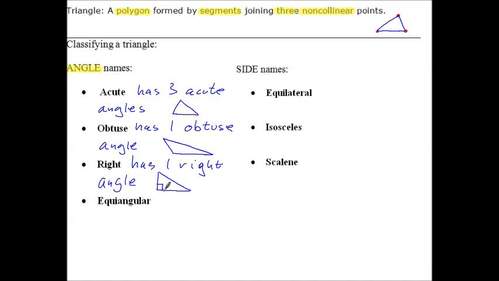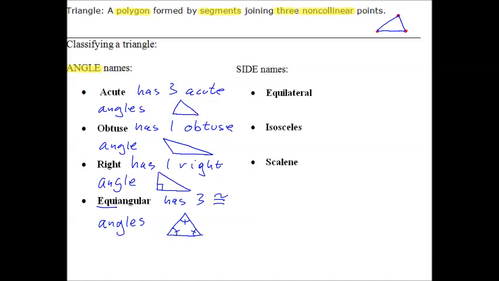An equiangular triangle, think about the name. Equi means equal, means the same. An equiangular triangle has 3 congruent angles. I'm going to draw one that looks equiangular. And to support that, we can mark our 3 angles and give them a congruent mark. These 3 angles are congruent. This is an equiangular triangle.